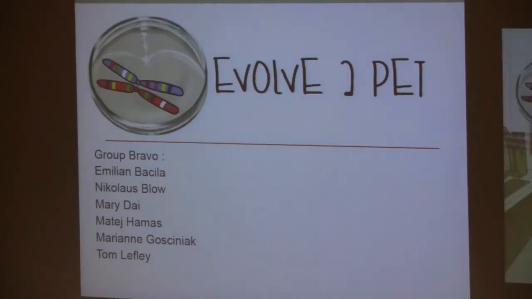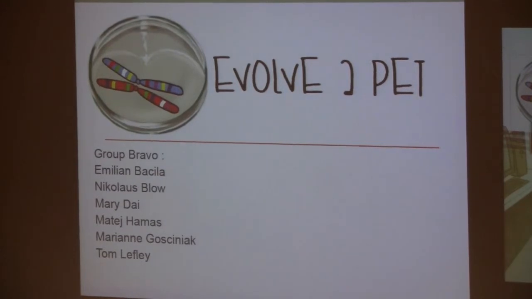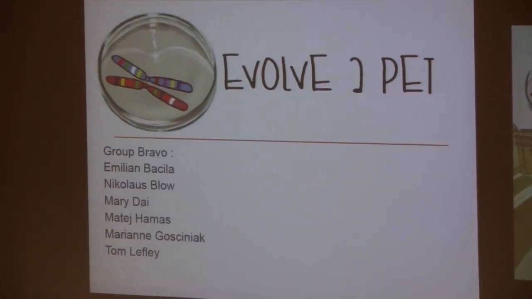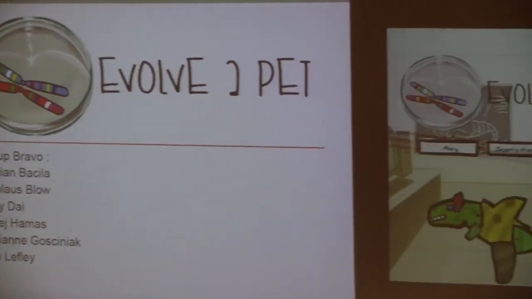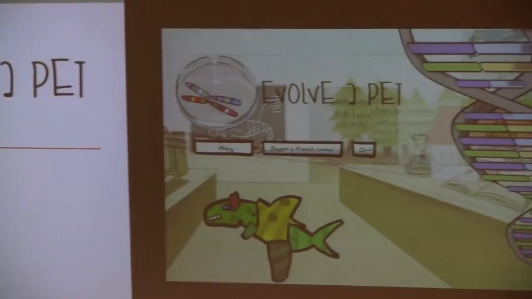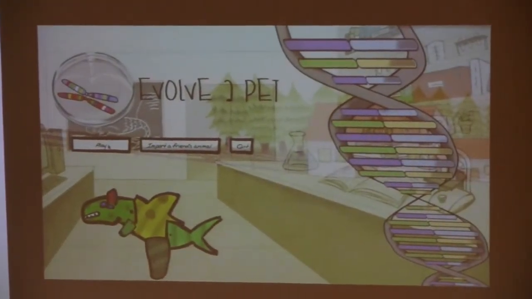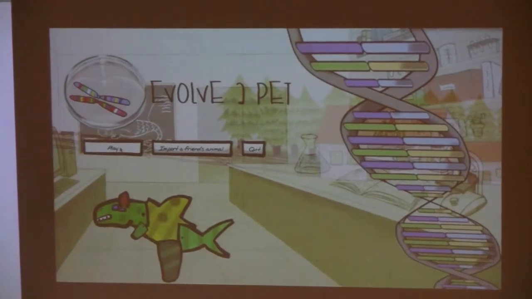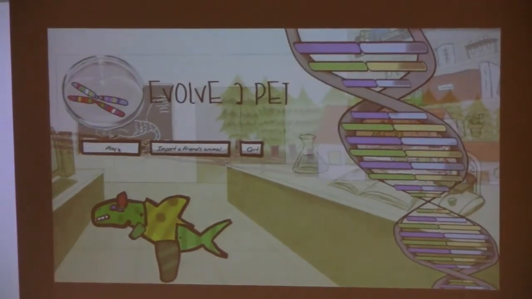Hello, we're Group Bravo, and we have developed Evolve a Pet, which is a game to teach children about evolution. We do this by allowing them to breed animals together which inherit traits from their parents. We had to implement a back-end model of genetics which included things like dominant and recessive genes and mutation.